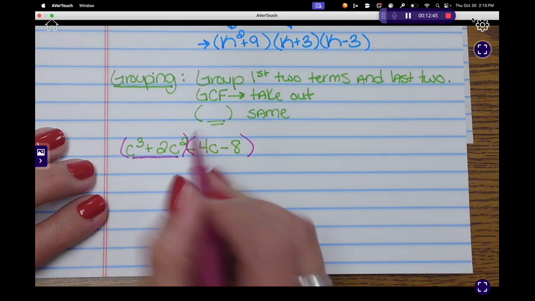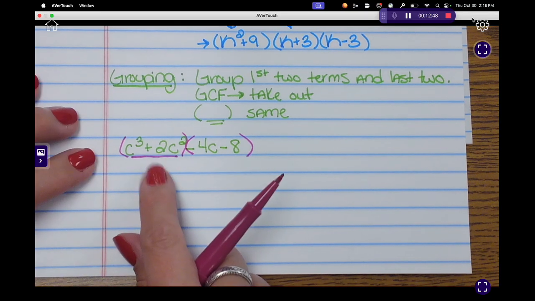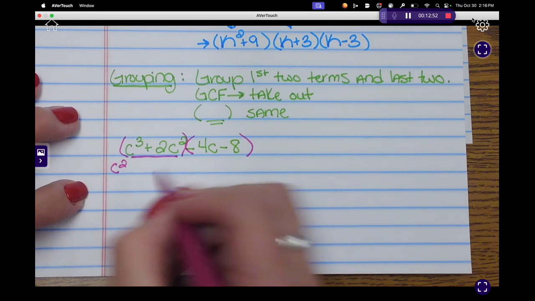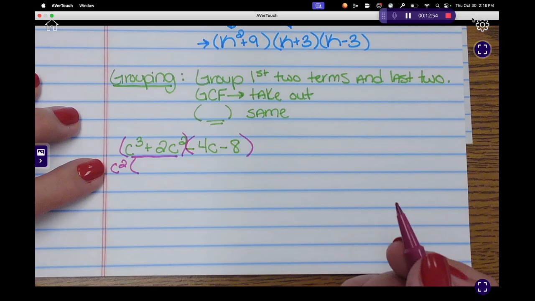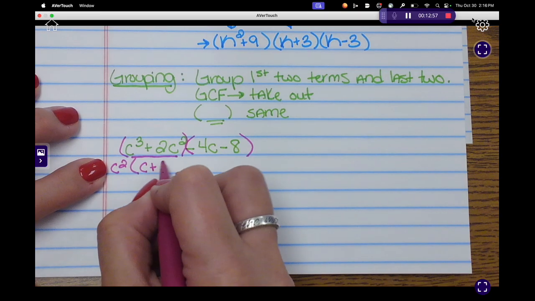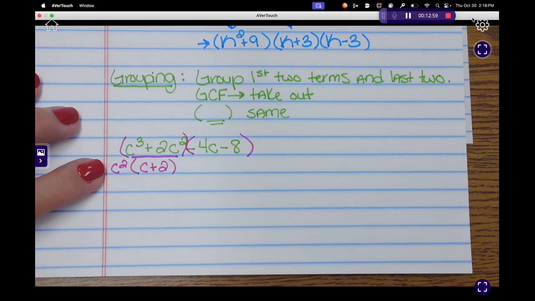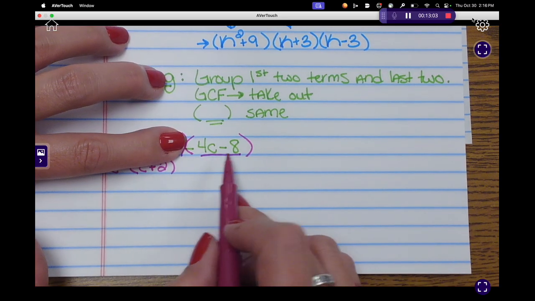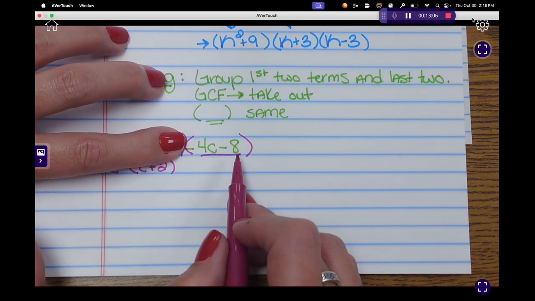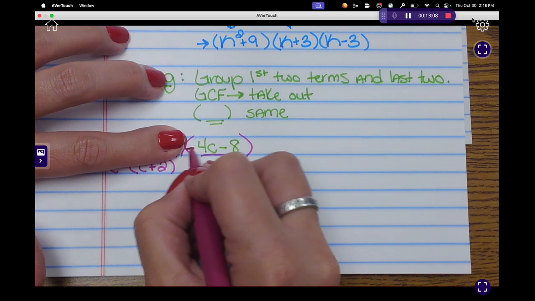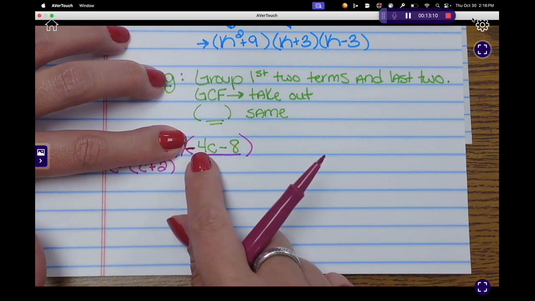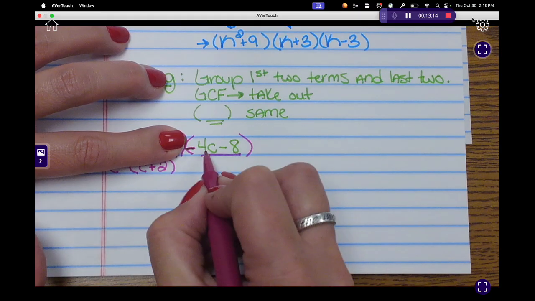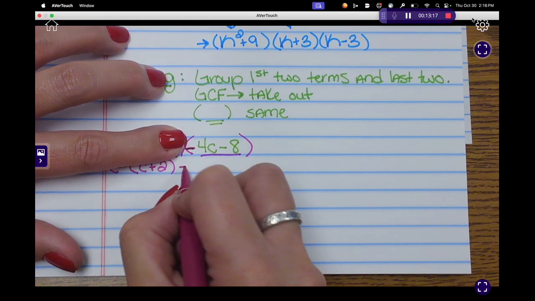Looking at just this first set of parentheses, you have to take out the greatest common factor. They have a c squared in common. So I'm going to take out the c squared, and that leaves me with c plus 2. Now I'm going to do the same thing for this second set of parentheses. What do they have in common that I can take out? A little hint: if that first number is negative, you're going to take out a negative. So right here, they are both divisible by 4, and I'm going to take out a negative 4.